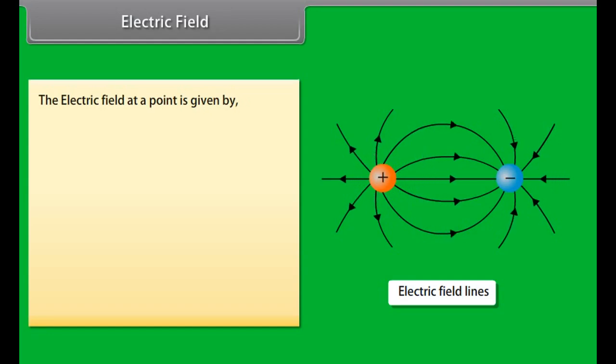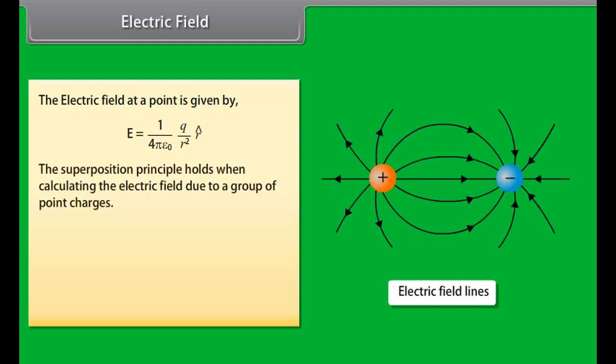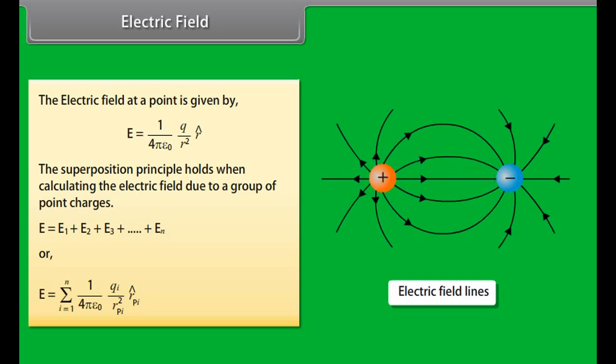The electric field at a point is given by E is equal to 1 upon 4 pi epsilon naught multiplied by Q upon r square into r cap. The superposition principle holds when calculating the electric field due to a group of point charges. E is equal to E1 plus E2 plus E3 and so on till En. This equation can be written as E is equal to summation from i equals 1 to n of 1 upon 4 pi epsilon naught multiplied by Qi upon r pi square into r pi cap.